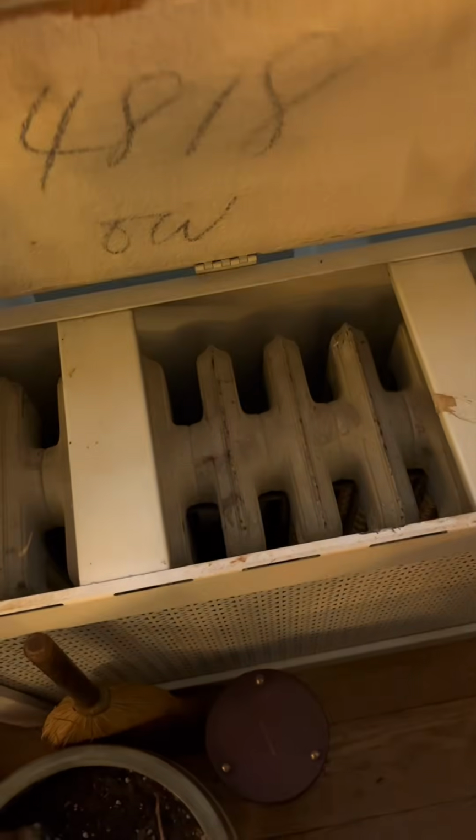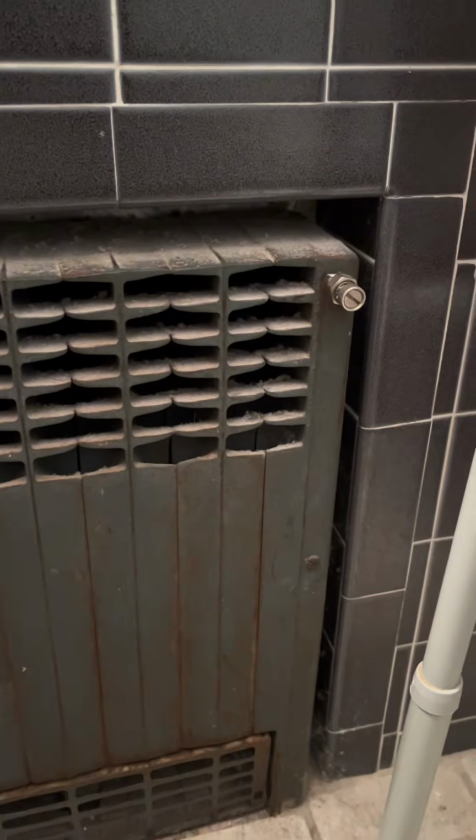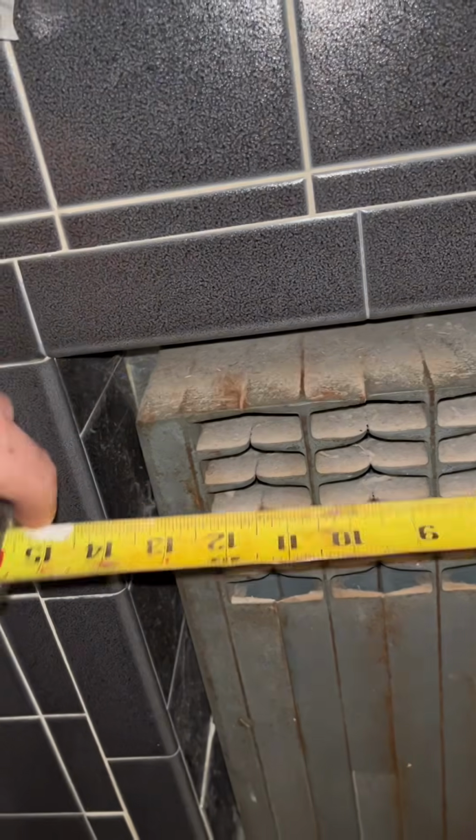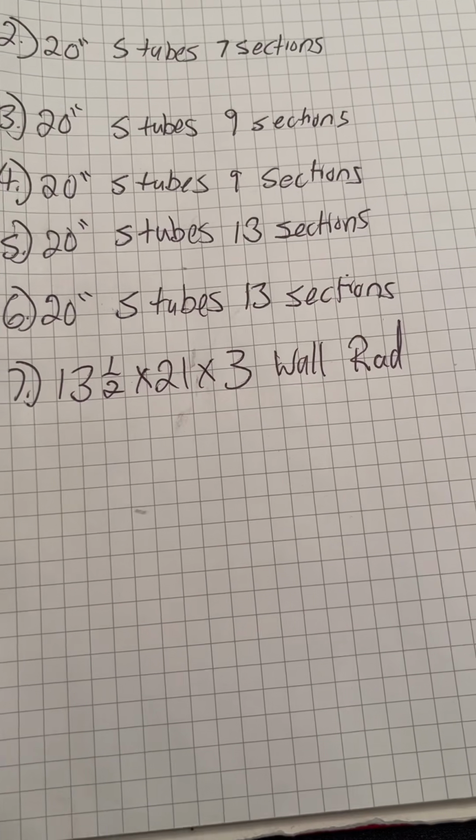So right now, the first one is a 20-inch, 5-tube, 6-section radiator. And we're just going to go through every single one exactly the same way. Luckily, all of these radiators are the same type, except for this little one in the bathroom. But this little one is really easy to calculate. It's just length, width, and depth. And then it gives you a straight number. And so I'm going to take all of these numbers.